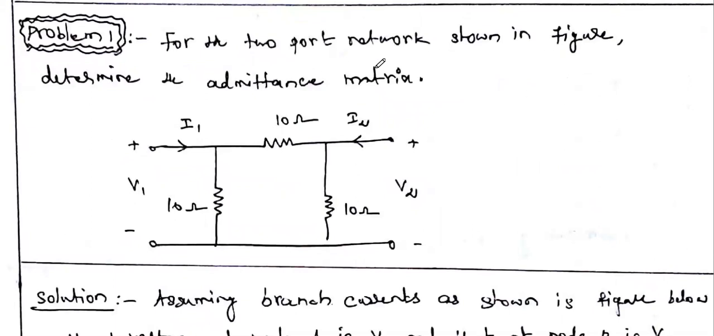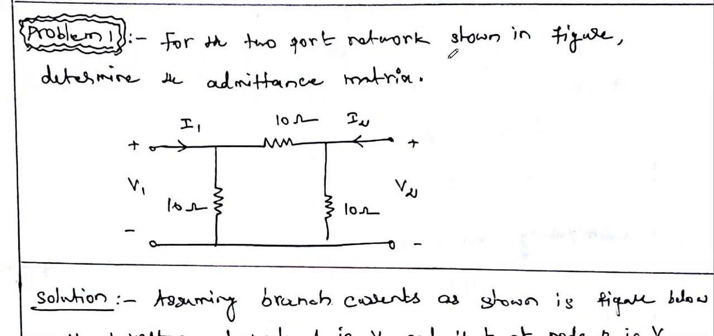For two-port networks, we are going to find the admittance matrix, that is, the admittance parameters. Already we solved something similar to this, the Z parameter. In the previous video, we solved for a two-port network and calculated the Z parameters Z11, Z12, Z21 and Z22. Similarly, for the given network, we are going to calculate the admittance parameters. So you see the first question.